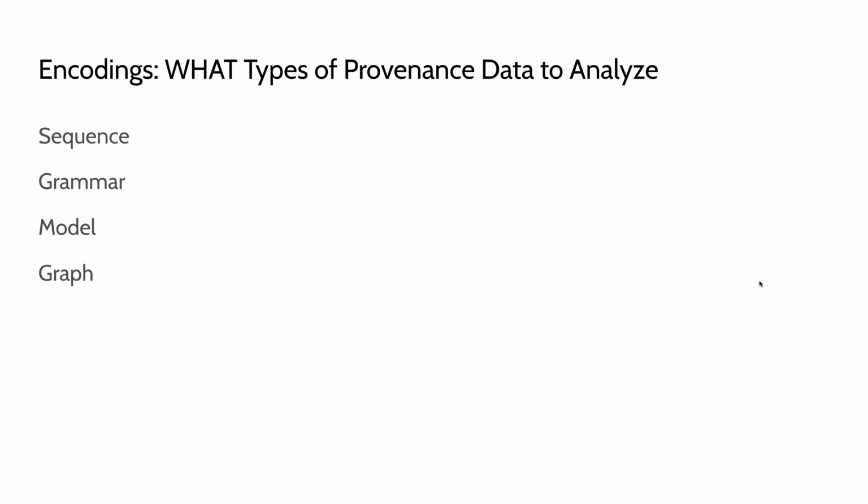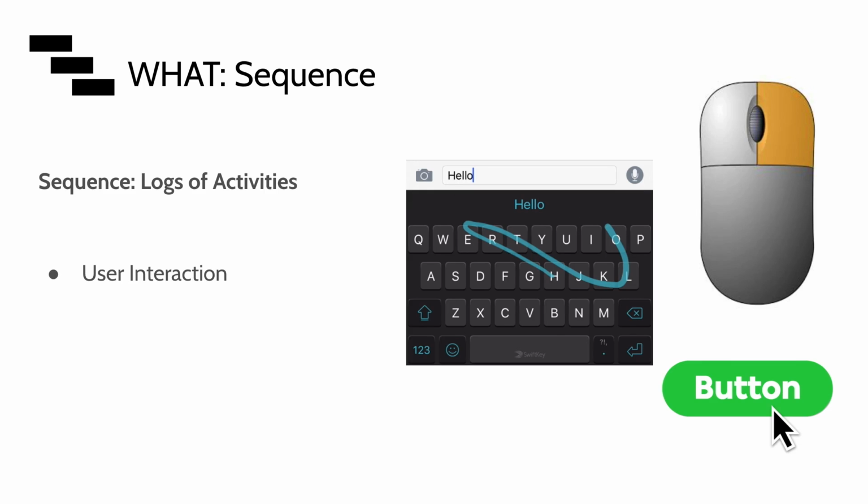In this section, we will briefly discuss the types of provenance data and how to encode them. We divided existing work into 4 types: sequence, grammar, model, and graph. Sequence is probably the easiest way to log activities. One of the most common activities is user interactions, which includes keyboard input and mouse movement.